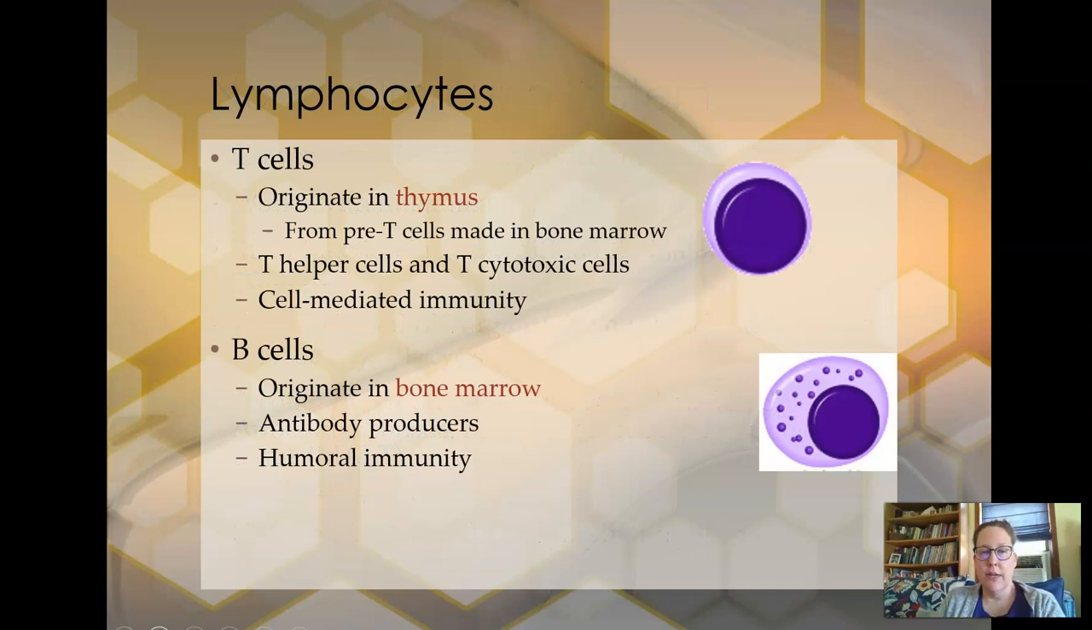Okay, so let's look at lymphocytes. Within lymphocytes, you have T cells and B cells, also sometimes known as T lymphocytes and B lymphocytes. Those terms are interchangeable. So your T cells, a whole line of T cells, originate in the thymus, and they come from pre-T cells made in the bone marrow. The bone marrow is really the site of production. So they make these precursor T cells, send them to the thymus, and then the thymus really makes the T cells. And within the T cells, you have helper T cells and cytotoxic T cells.